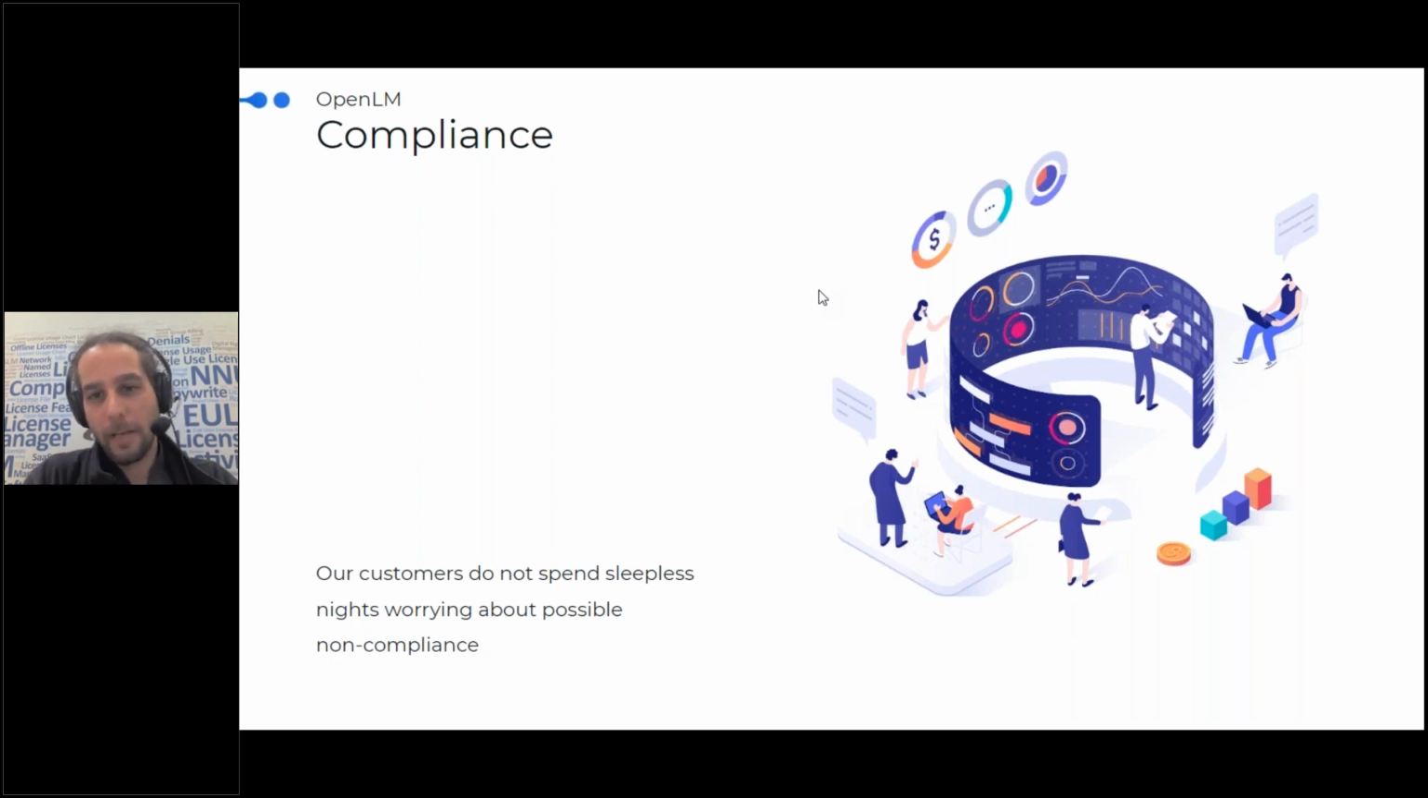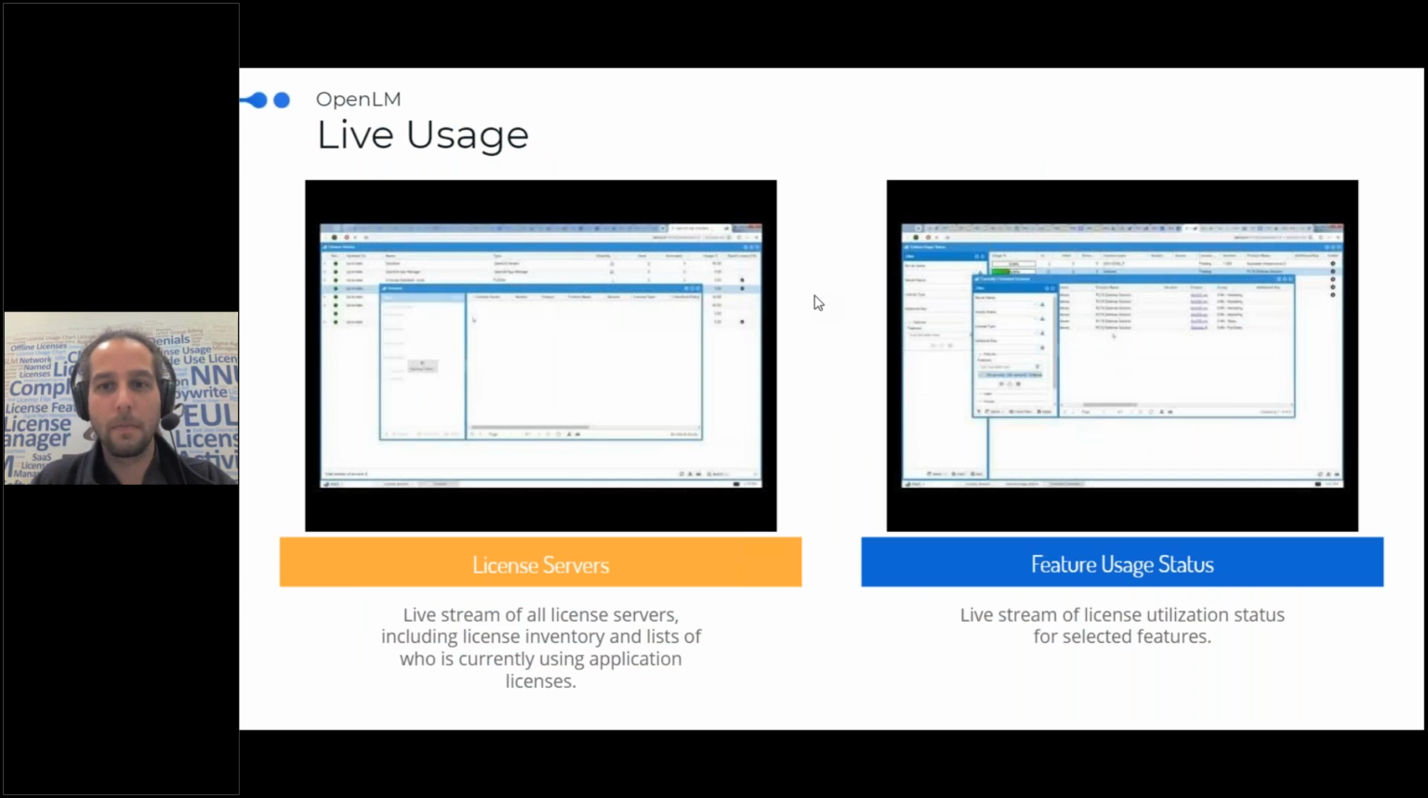Now, the last thing that OpenLM helps you with is, well, compliance. You'll be compliant. You'll know what you have in your system. You'll know which licenses are used, which licenses are not used. You'll know which license servers you have. You'll be able to track the usage of those licenses so you can be compliant. So you don't have to worry about being audited or different vendors jumping in.